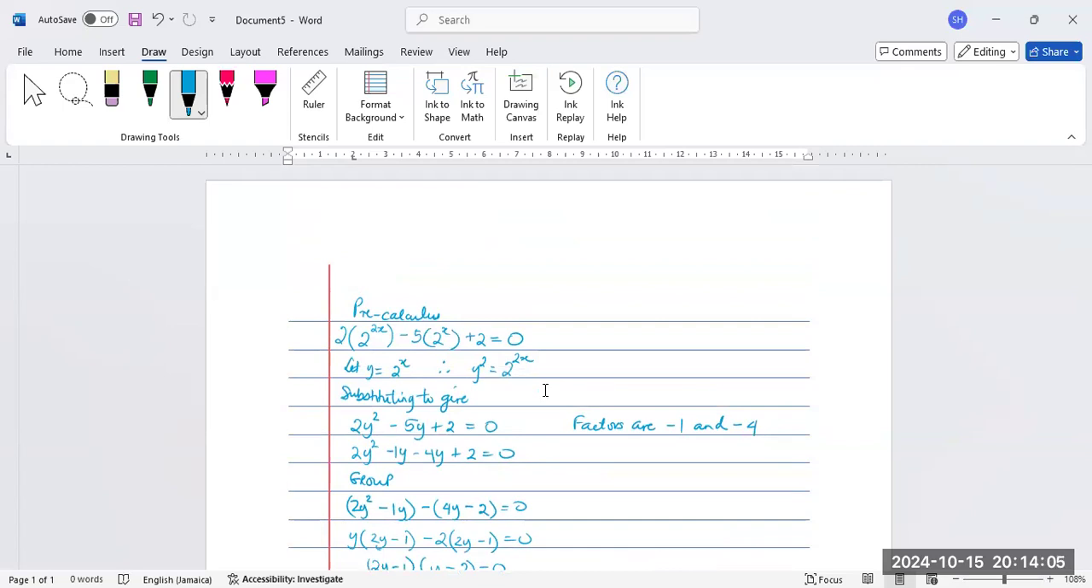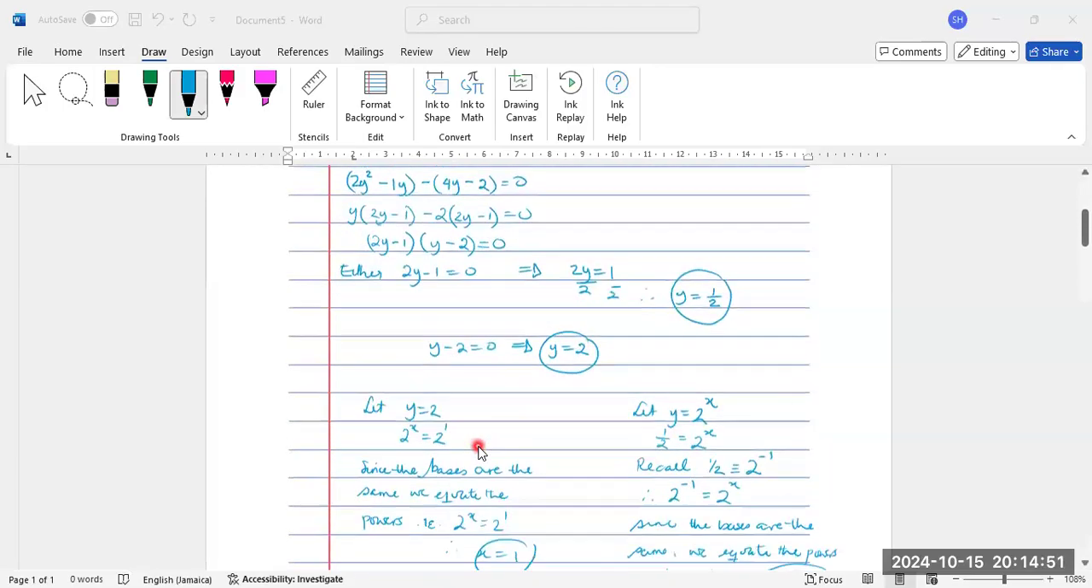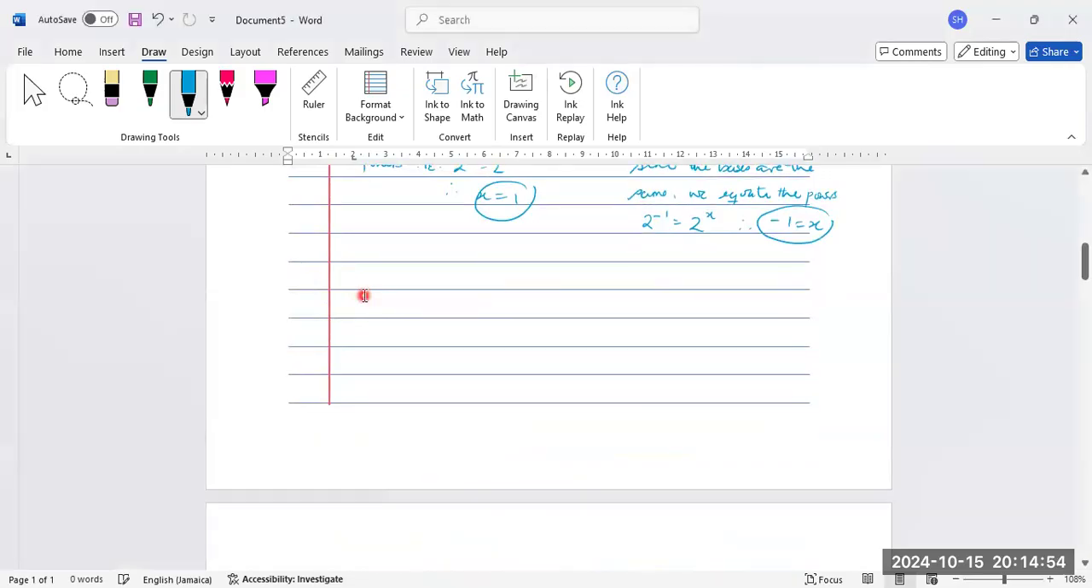Alright, sir. I understand everything, but I don't really understand why I make that y equal 2x. Where is that coming from? Okay, the first thing is I don't have y equals 2x. What I have is y equals 2 raised to the x power. And what's the purpose of it? It is to make a substitution into my equation so that it's solvable. I can't solve the equation as is. So therefore, I have to make a substitution before I can go ahead and solve. Okay, sir. Thank you. No problem.